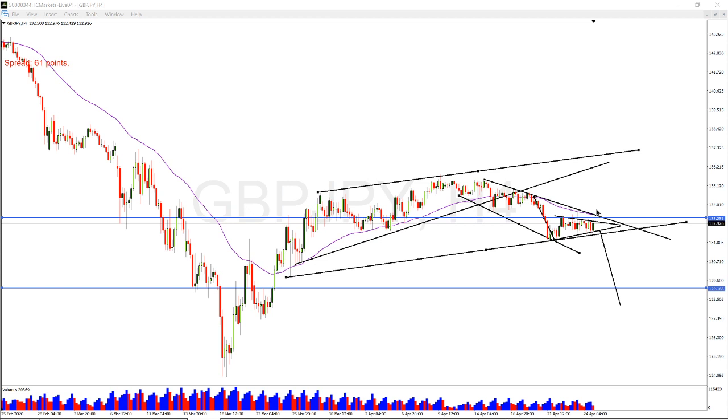I believe it's going to go buy, but you have to wait. You cannot jump into this trade right now. You cannot jump into this trade right now. You have to wait for a breakout, a good breakout.